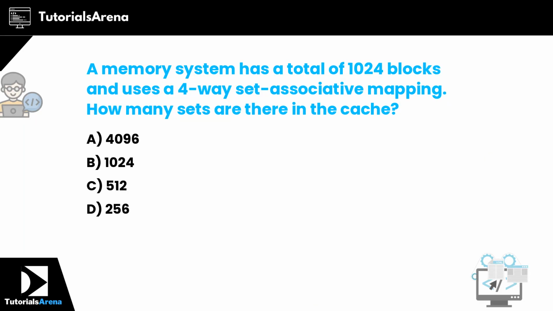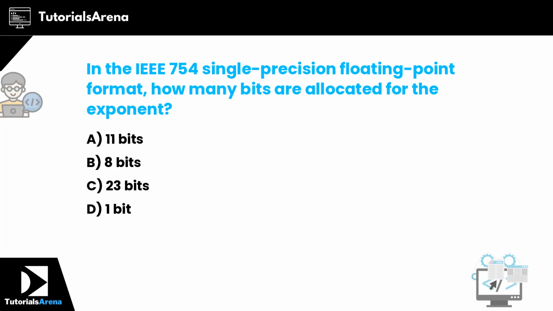A memory system has a total of 1,024 blocks and uses a four-way set associative mapping. How many sets are there in the cache? The correct answer is option D, 256. In the IEEE 754 single precision floating point format, how many bits are allocated for the exponent? The correct answer is option B, 8 bits.